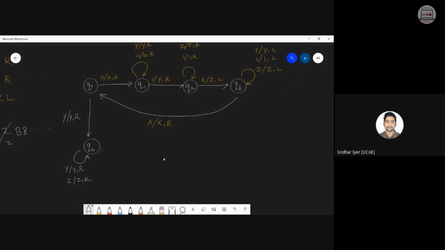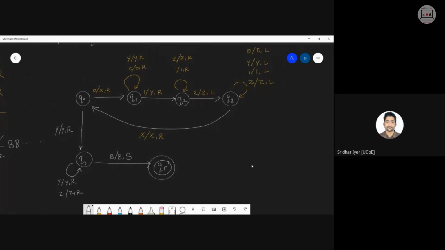Once we bypass all the characters, we simply need to make a transition to the final state by keeping the blank symbol as it is and staying over there in QF state. That is the stationary state. Okay, so this is how a Turing machine for this particular problem can be constructed. I hope you understood how to do this. If any doubts are still left, kindly ask me.